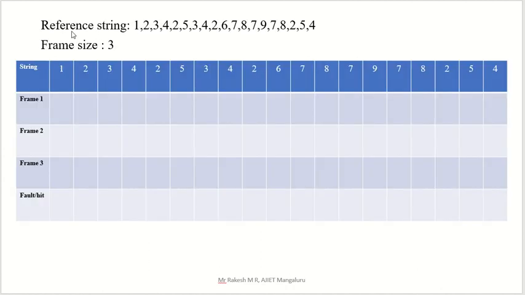Now this is the given problem. The reference string is given here. What is the reference string? This is the demand by the CPU. These are the pages demanded by the CPU. So these 1, 2, 3, 4 are the pages. The CPU will ask for these pages for execution. Now our OS's job is to supply these pages to the CPU. So are those pages there in the main memory or not? We have to check that.